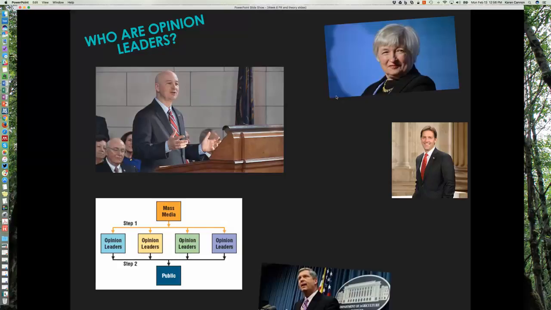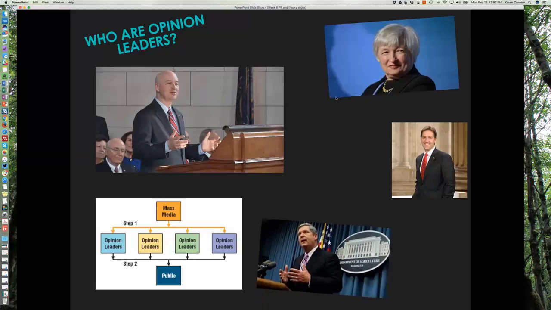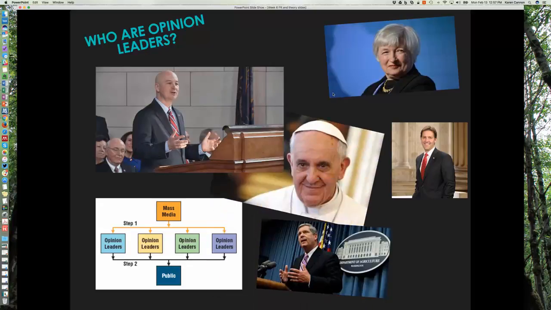Other examples are, this is a picture of former Secretary of Agriculture Tom Vilsack. We don't currently have a Secretary of Agriculture because we're waiting for confirmation from the new cabinet. But again, the Pope is a great example of an opinion leader, not only on issues of morality and religious belief, but today this Pope, Pope Francis, is also seen as an opinion leader on social justice issues and things related to science like climate change.